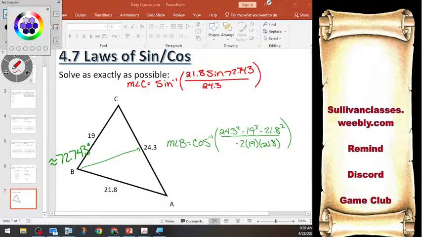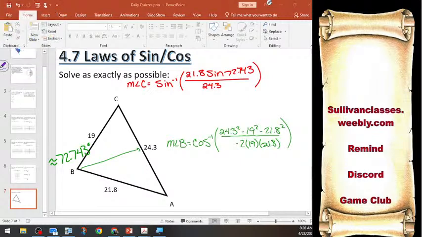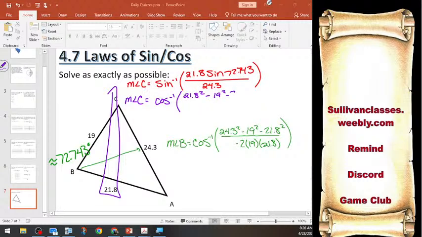I can do law of cosines again, probably the safest one. Measure of angle C is arc cosine of, and you just swap which one is which. This is the pair you're looking at now. So that goes in your A spot. Those go in your B and C spots. 21.8 squared minus 19 squared minus 24.3 squared over negative 2 by 19 by 24.3.